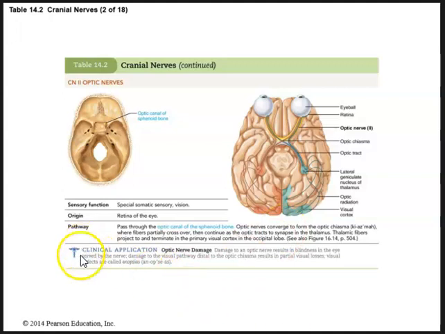So it's actually pretty interesting if you also want to read the clinical applications. For example, optic nerve damage results in blindness, usually due to damage to the visual pathway. And we as clinicians can actually look at different ways that the eyesight is damaged based on any damage to any of these tracts. But luckily for you, you don't have to know that. But just know that we have the optic nerve that will cross over at the optic chiasm and then send its stimuli to the visual cortex in the occipital lobe.